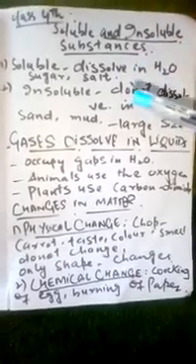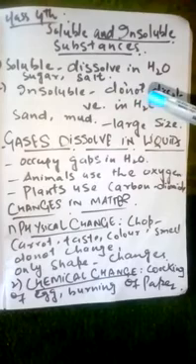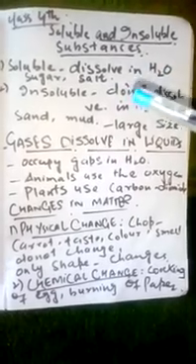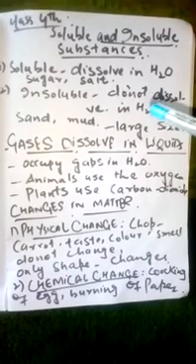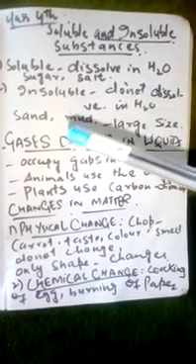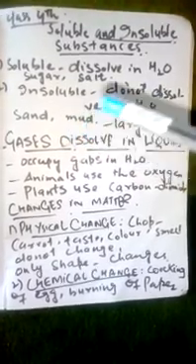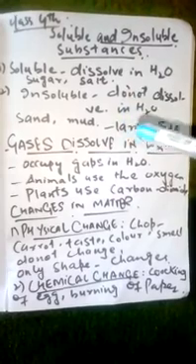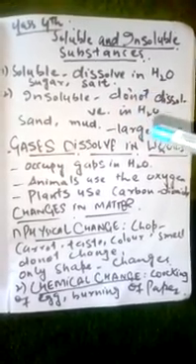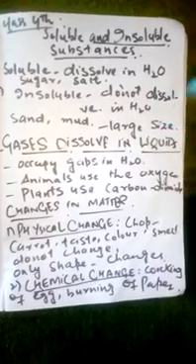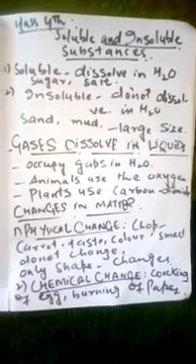The second kind of substances are insoluble substances. Insoluble substances are those substances that do not dissolve completely in water. For example, sand, mud. Why do they not dissolve? Because the molecules of insoluble substances are large in size, so they do not dissolve in water.